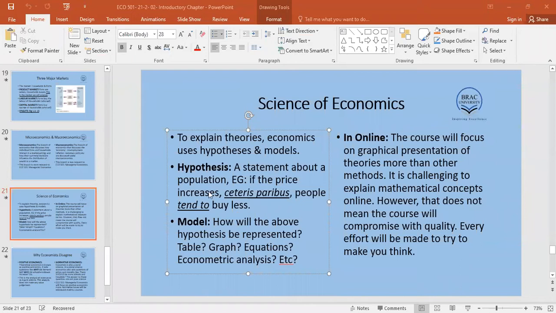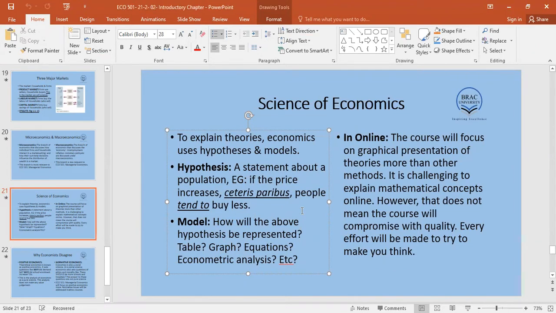Basically, hypothesis testing is a technical term, but what it actually does is it makes a statement about the population. It just makes a statement. This is the null hypothesis. This statement, statistics does through a rigorous method. This statement we can also do verbally. Like, for example, I just make a statement. If the price increases, ceteris paribus, we will discuss later next week, people tend to buy less.